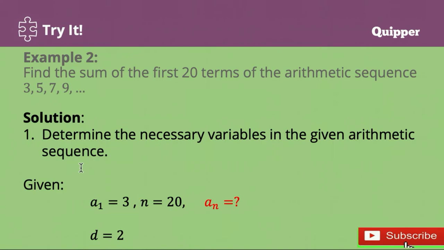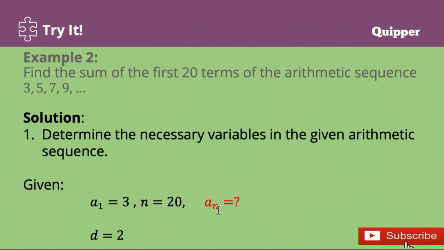First, determine the necessary variables in the given arithmetic sequence. We need to find a sub 1, n, and a sub n. From the given arithmetic sequence, it can be observed that the first term of the sequence is 3, or a sub 1 is equal to 3. Also, since we would like to determine the sum of its first 20 terms of the arithmetic sequence, it follows that our n is equal to 20.